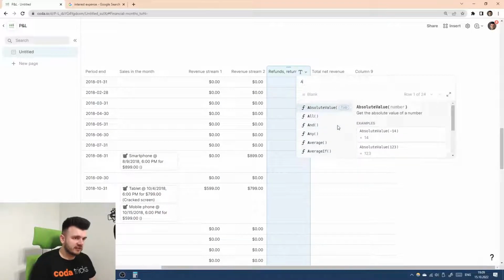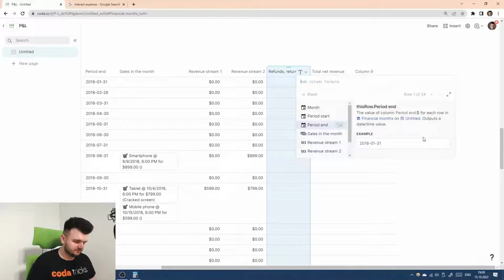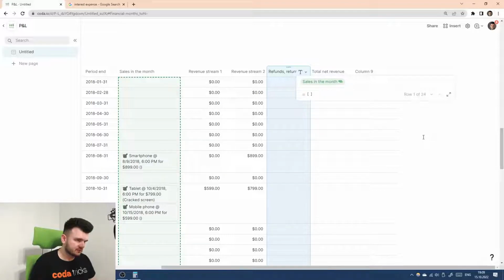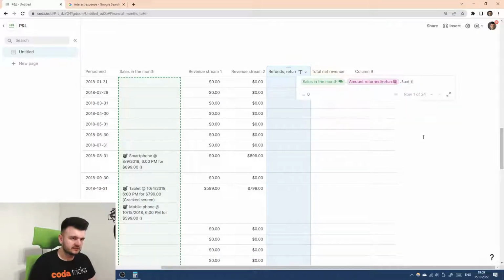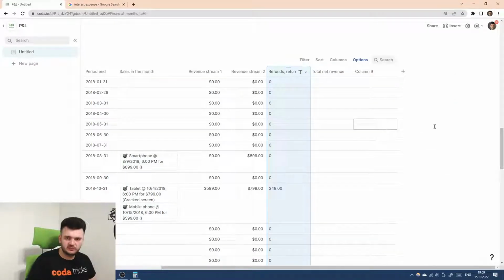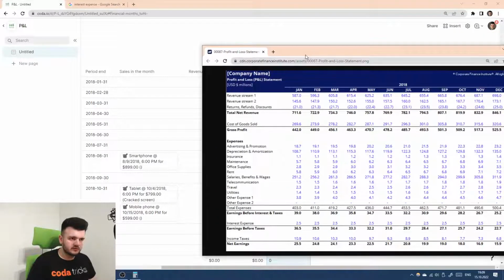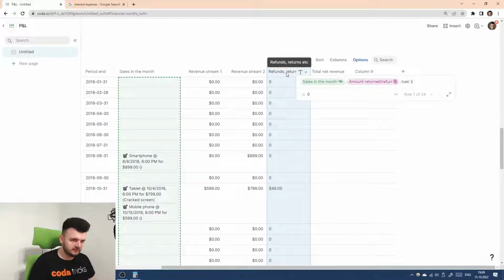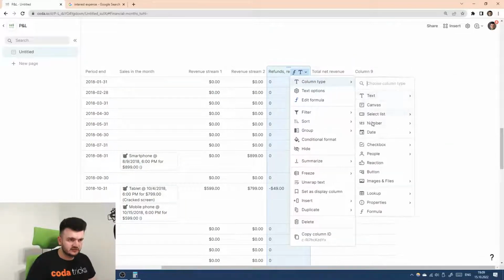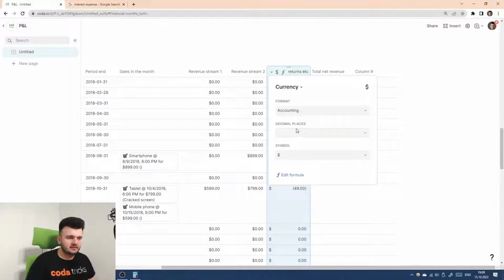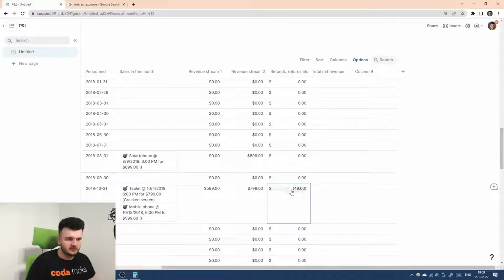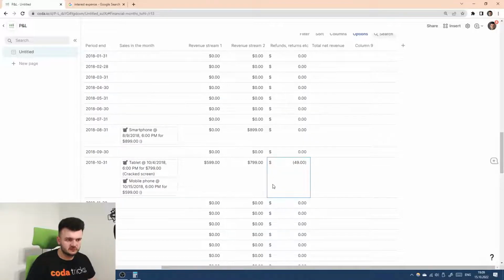Refunds: we take all sales, we don't break it down by revenue streams, and we just take amount returned, we take the sum of that. Since we want that to appear as a negative number, I would take all of these, multiply by -1, select the financial, and select the way to display it as accounting. I think financial or accounting. And this is how it will look if it's accounting.